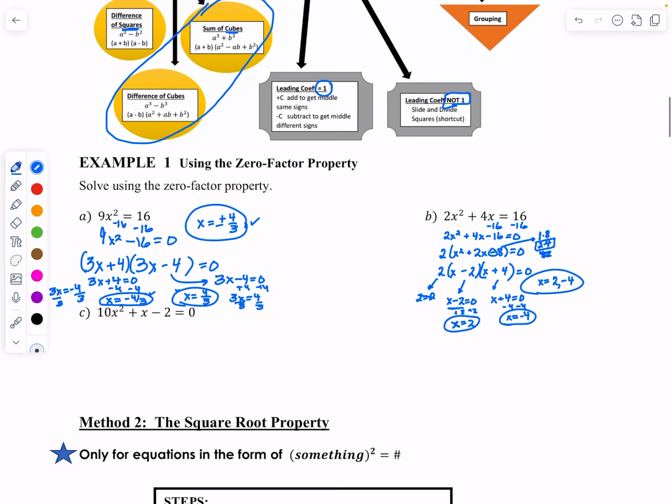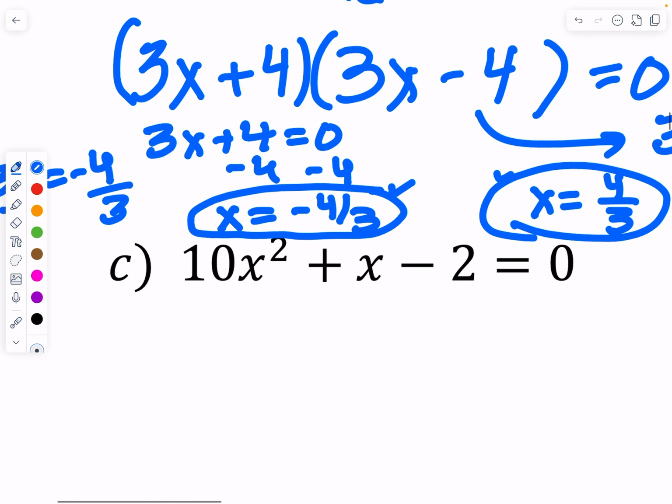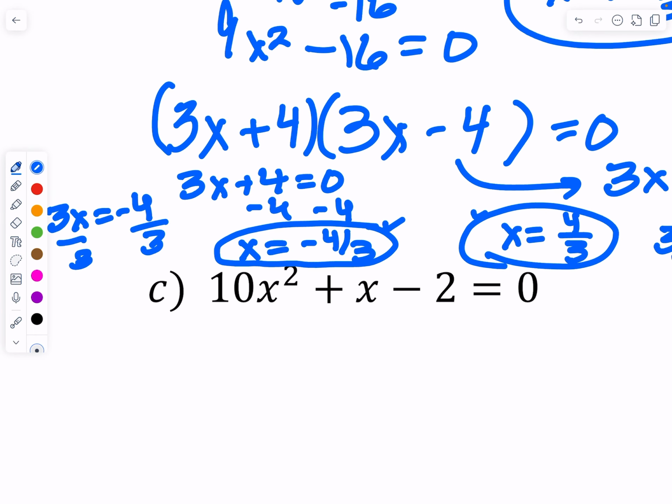Let's do one more. Now notice that this one has a 10 at the beginning, and it also has a 2. Let's see, there we go. It has a 10 at the beginning, has a 2 at the end, but I don't have a number there. That's just a 1. So I cannot take a 2 out. Okay, they don't have a 2 in common.